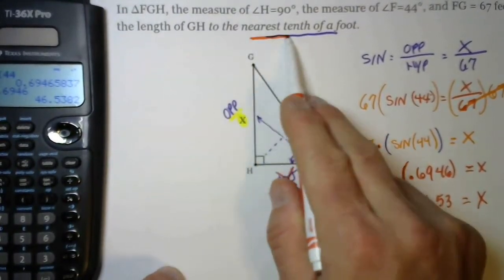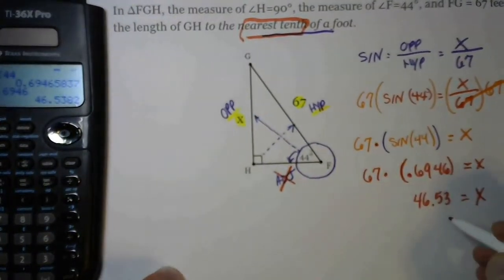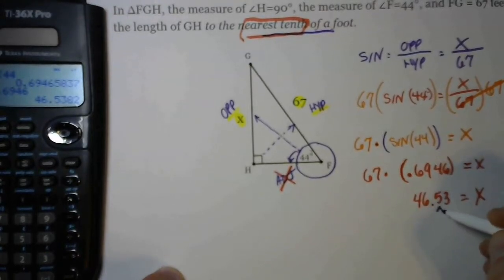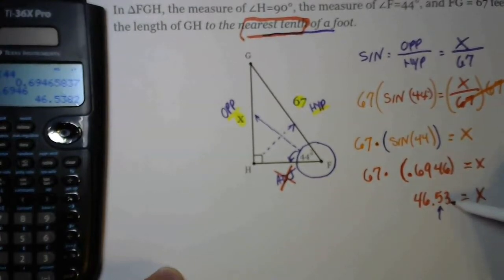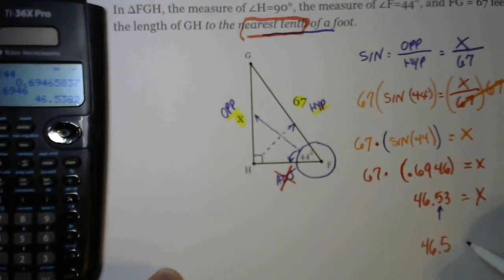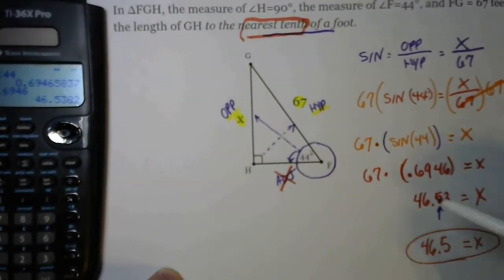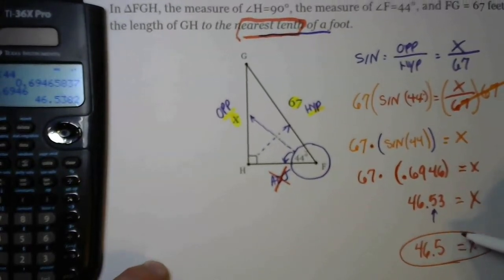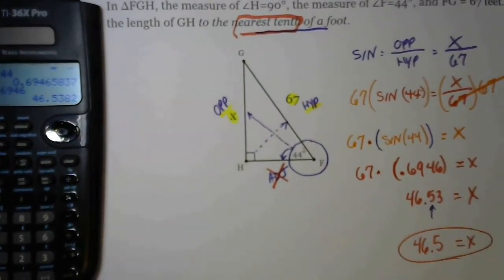The nearest tenth is this spot right here. So I only look to the right of it. There's a 3. This digit over here would have to be a 5 or bigger to make this 5 go up to a 6, and it's not. So my final answer is 46.5, and that is what I would put in DeltaMath. 46.5, right? Let's go to DeltaMath and put that in.